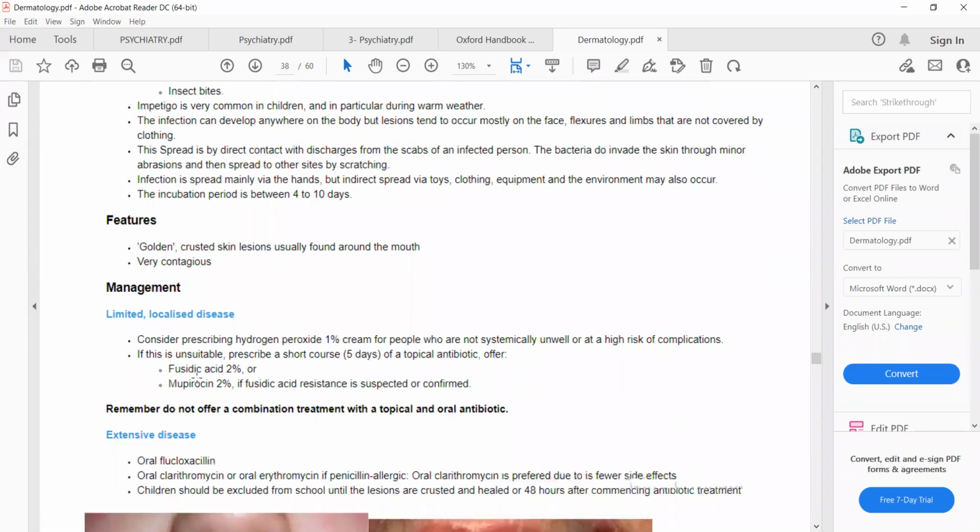The management is different for localized or limited disease and extensive disease. For localized disease, we'll use topical antibiotics or hydrogen peroxide. And for extensive disease, we'll use oral antibiotics. So if the disease is limited or localized, then hydrogen peroxide 1% cream can be used in patients who are not systemically unwell.